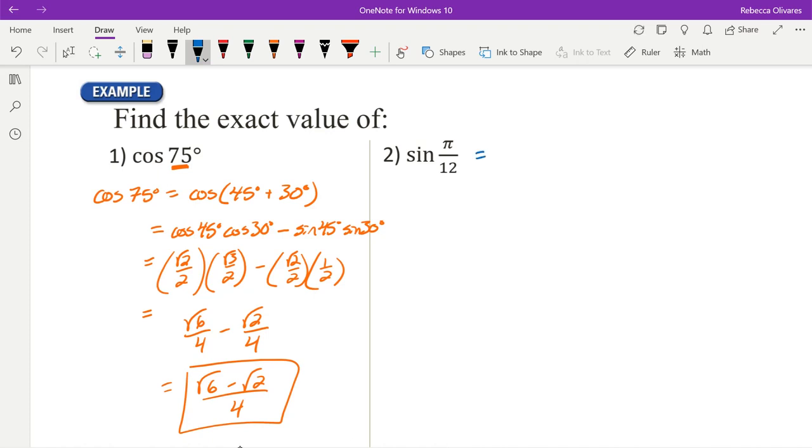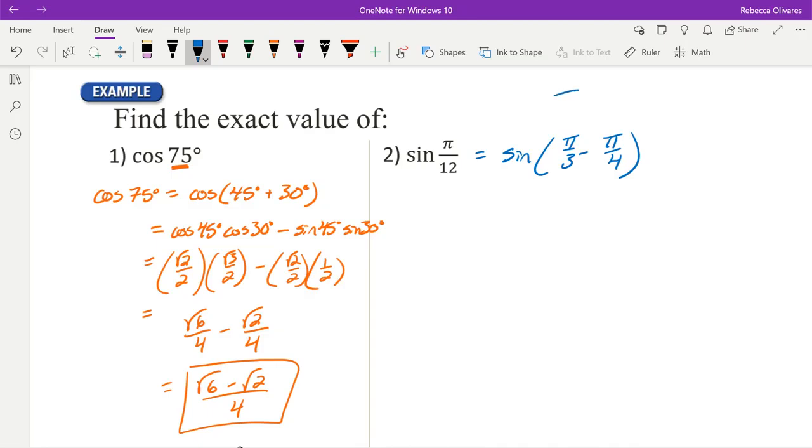So this one, we have to break up pi over 12 into the sum or the difference of two angles from the unit circle. What I would suggest that you do is go to the unit circle and put all of your denominators over 12 to figure out which ones add or subtract to be pi over 12. Well, it turns out that it's going to be pi over 3 minus pi over 4.